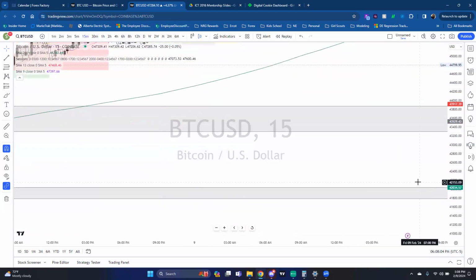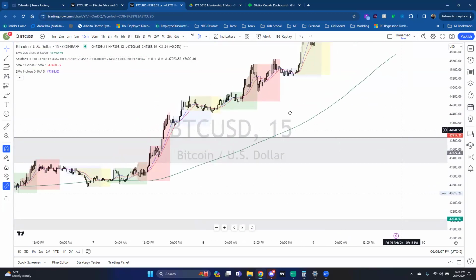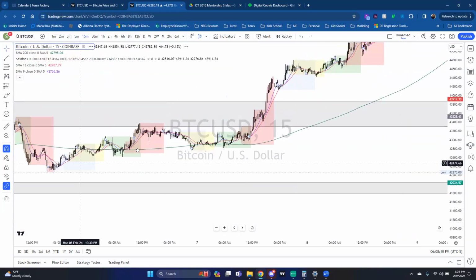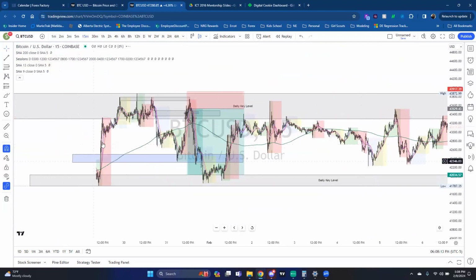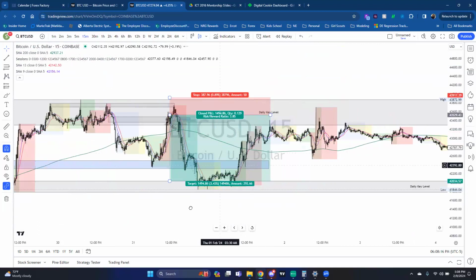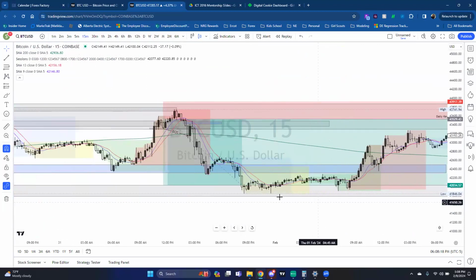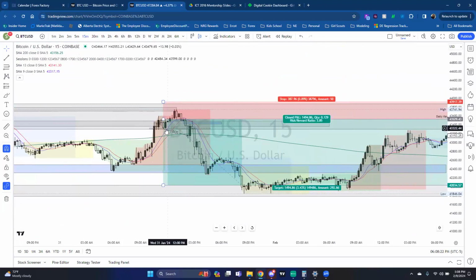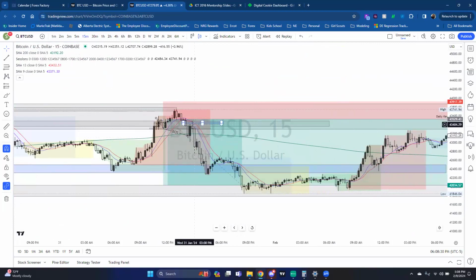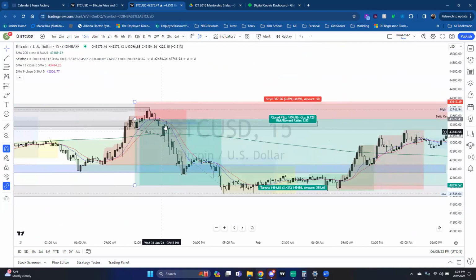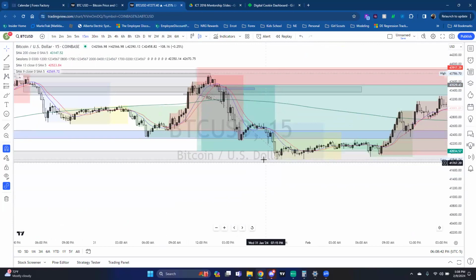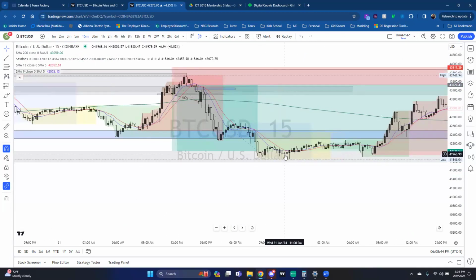Where is it here? Okay, so here, and then it broke out here. This would be the break of structure I was looking for. I was waiting for the pullback from this impulse move for the break of structure, and that would be here. And that's where I took my entry, and my target was the daily zone here.